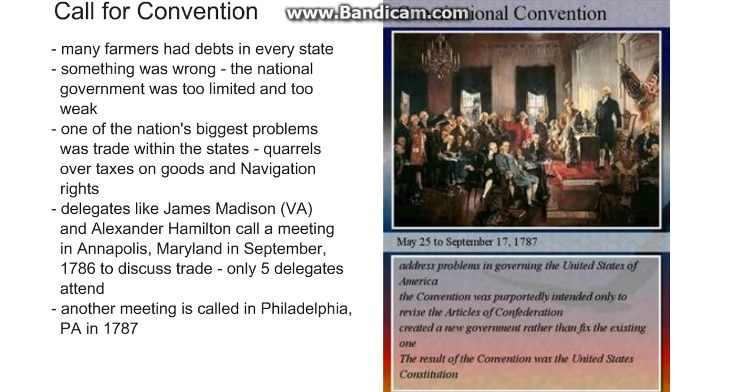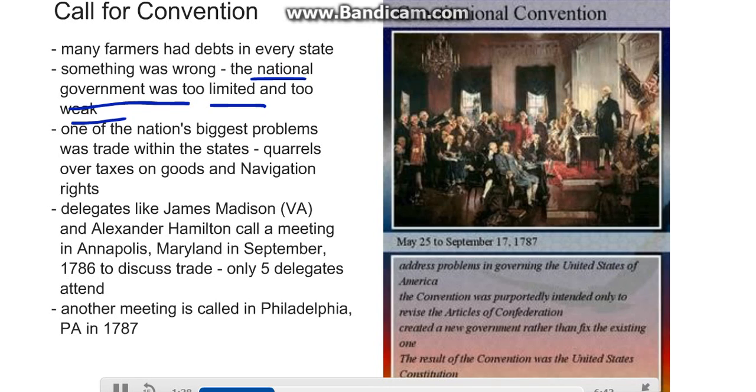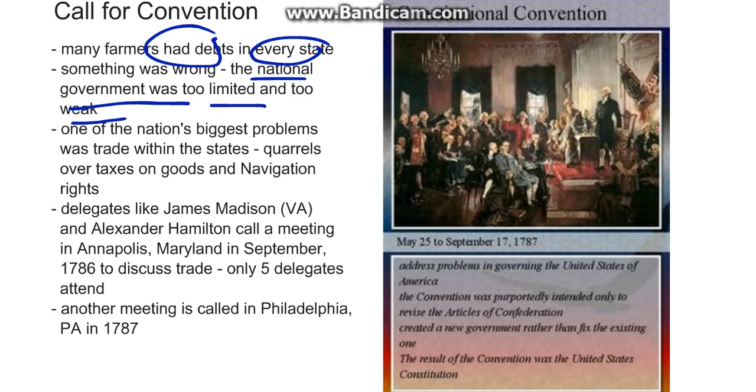This situation showed the founders that something was wrong, that the national government was too limited and too weak to be able to handle situations like Daniel Shays and the Farmers' Rebellion. Many other farmers had the same issue and had debts in every state.